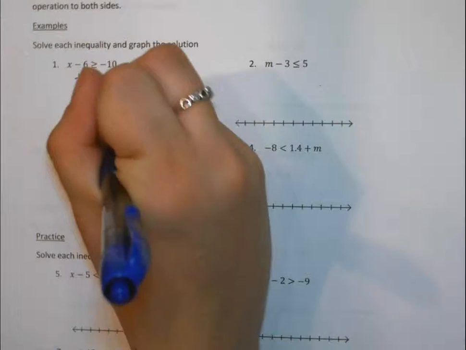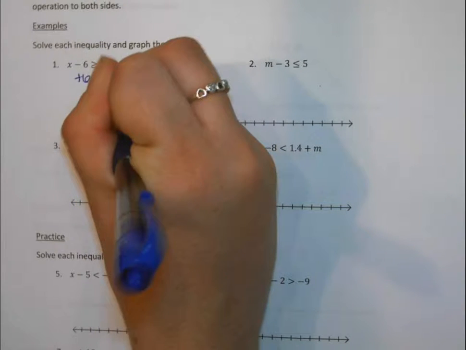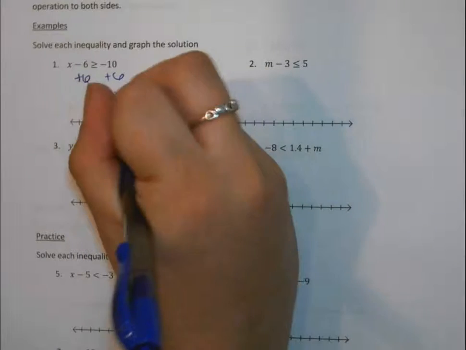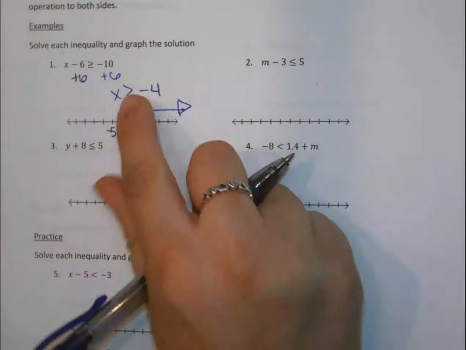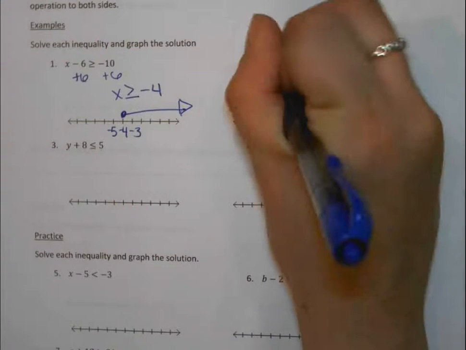So I'm going to go ahead and number my number line. I'm going to put a solid circle because it's got the line underneath, and then it goes to the right because the symbol kind of looks like an arrowhead going to the right. Same thing with number 2. I'm going to go ahead and add 3 to both sides.